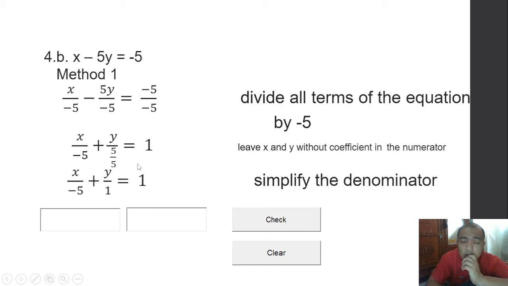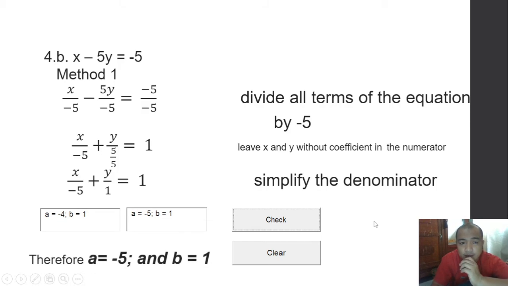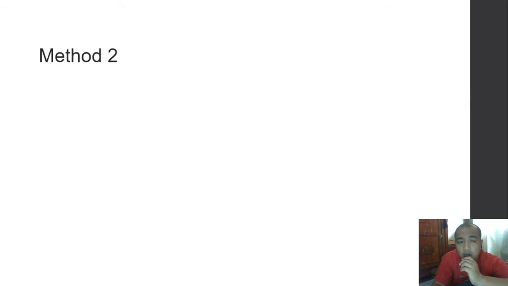So from here, from the intercept form, we can now determine its x-intercept. Right? It's easier. The x-intercept is negative 5, while the y-intercept is 1. Let's check. Correct. Negative 5 is the x-intercept, the y-intercept is 1. Right? Easier. That's method 1. How about method 2? Okay.